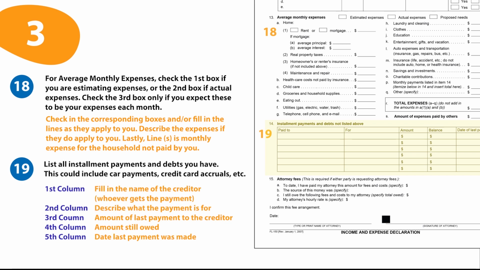List all installment payments and debts you have. This could include your car payments, credit card accruals, etc. First column, fill in the name of the creditor. Second column, describe what the payment is for. Third column, amount of last payment to the creditor. Fourth column, amount still owed. Fifth column, date last payment was made.